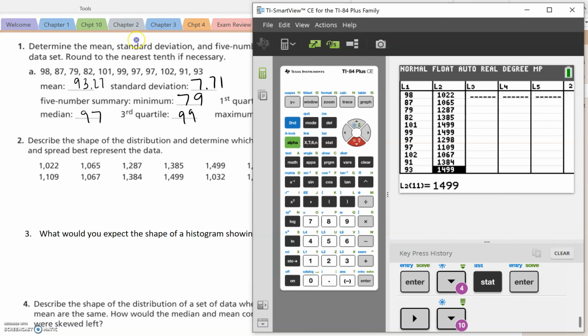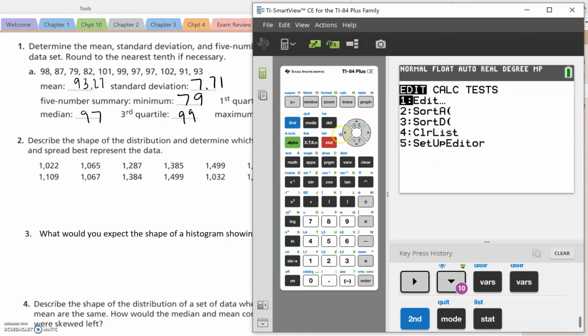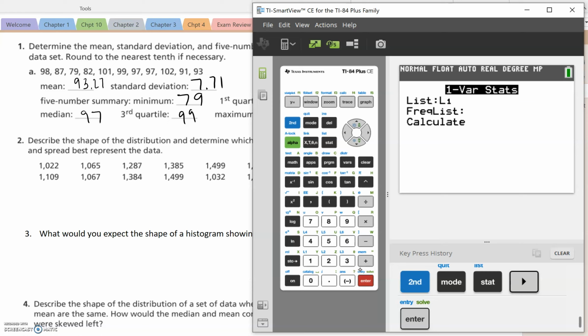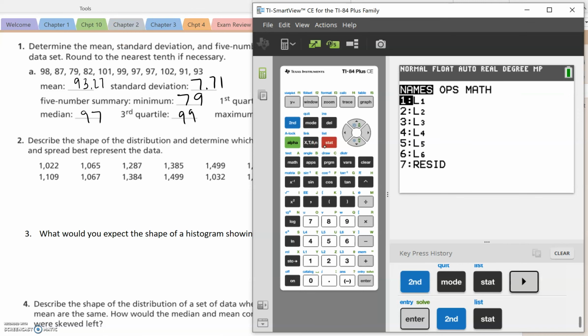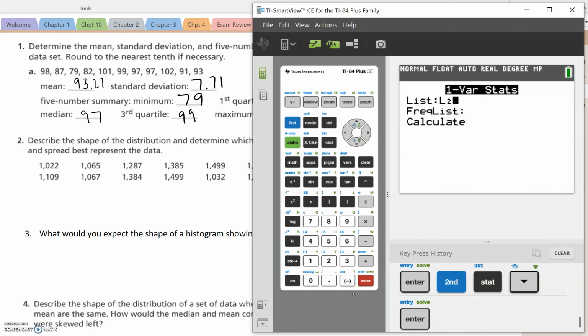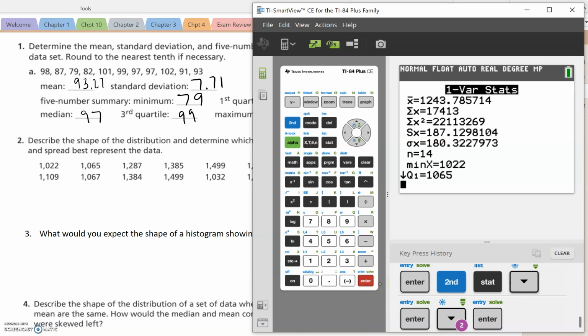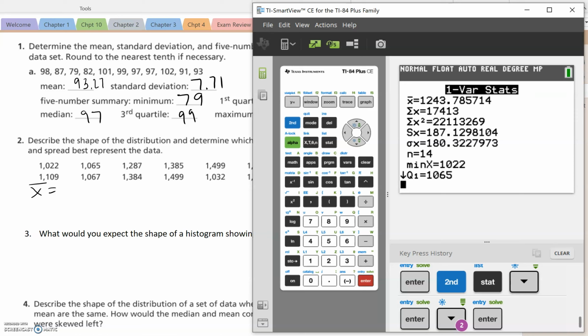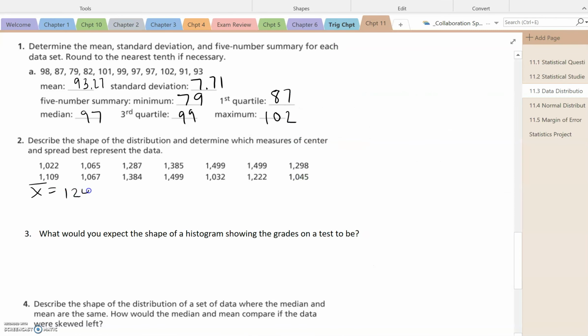If I type those numbers into my L2, then when I go to calculate one variable statistics, I would like it to calculate from L2, not L1. So I'm going to click second list and grab L2. I want to look at L2 and calculate my 5-number summary for L2 because that's going to help me figure out what this might look like. For L2, the mean is 1,243.79, so that's our mean.